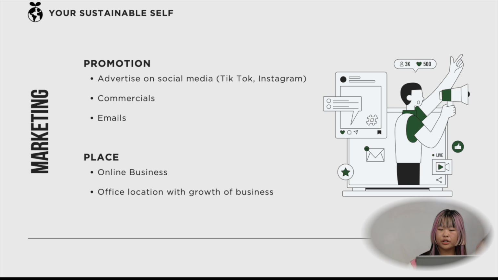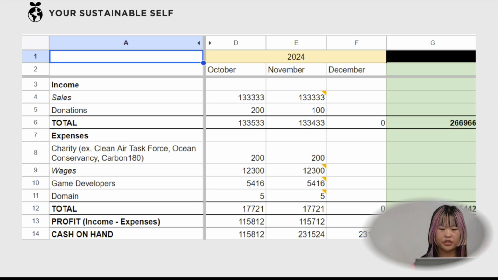So this is our table, and we operate under the assumption that 400 schools subscribe for $400 a year, which will be $133,333 a month. Our donations may vary with a minimum charity donation of $200, but this may be scaled higher depending on our revenue. Game developer pay includes the art and the coding behind the interface, and we also have to pay for a domain.